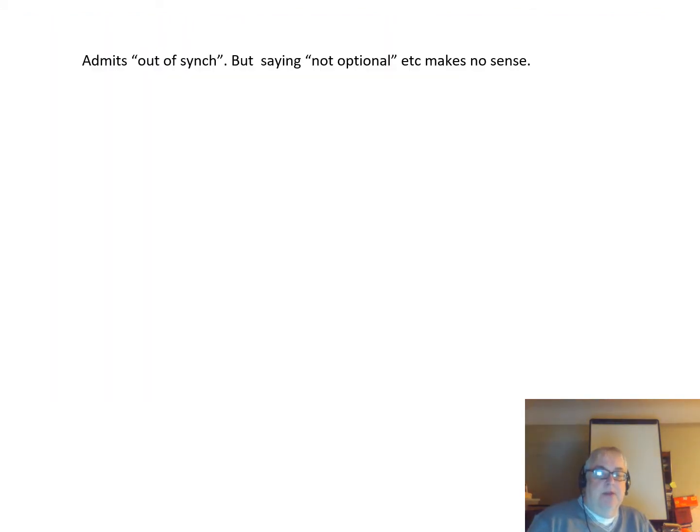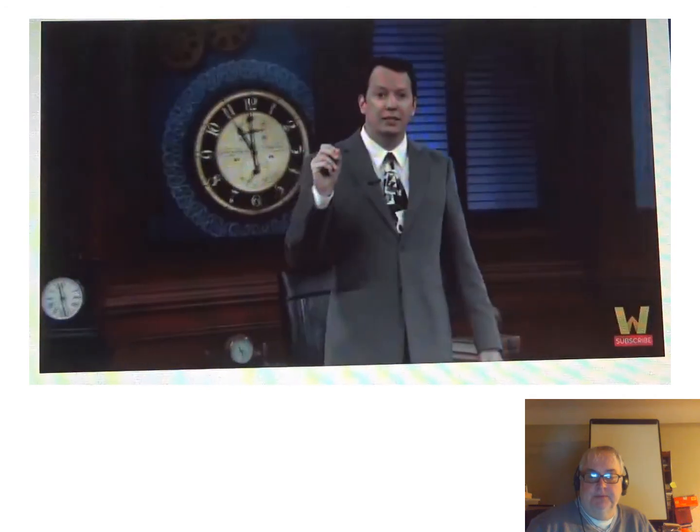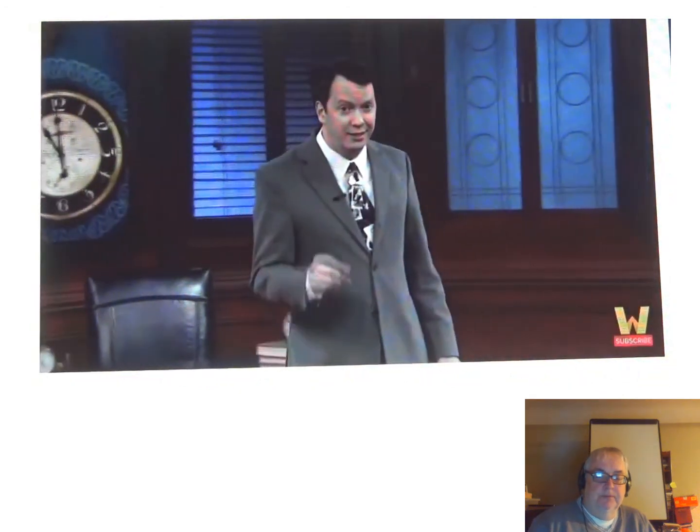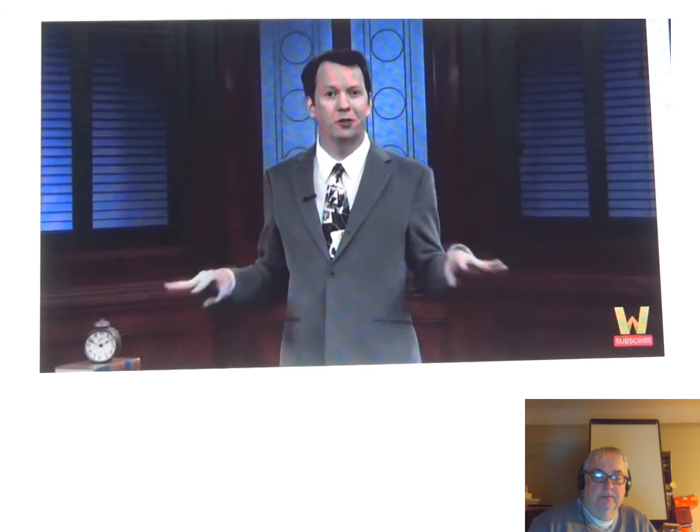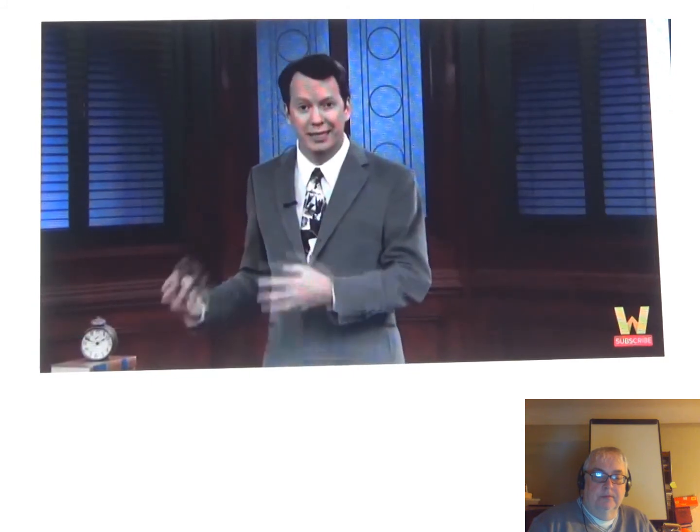So he says out of sync, but saying optional, etc. makes no sense. Now this is not just abstract nonsense. This is not just some theoretical speculation. It's a deep, profound idea. We're saying that there is no such thing as one moment spread throughout the universe that everyone can agree on. We're saying that what time it is at one point depends on who does the measuring. That's a deep fact.